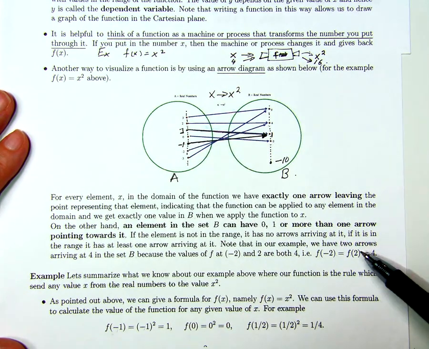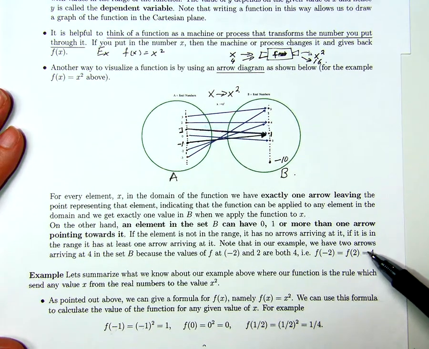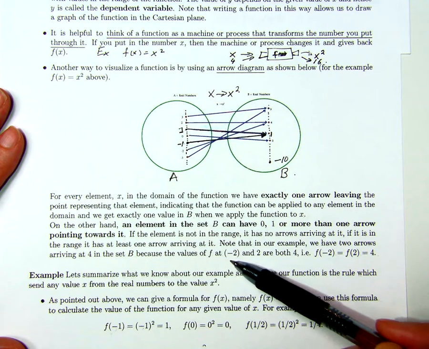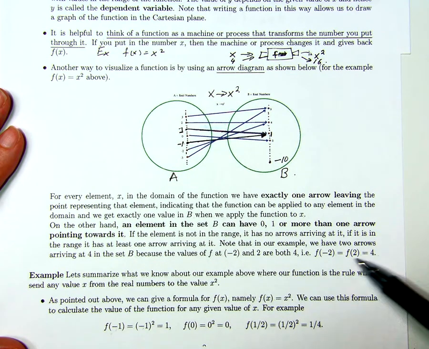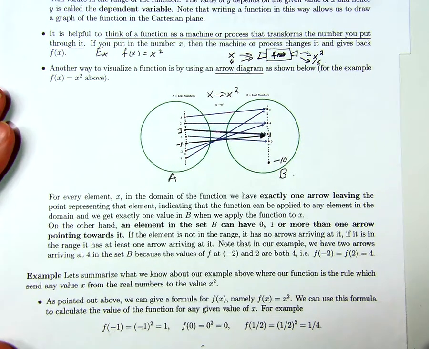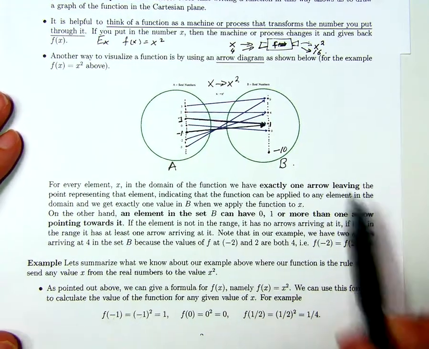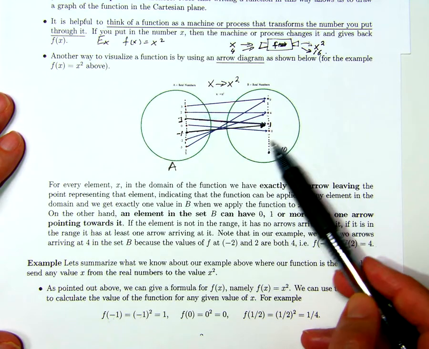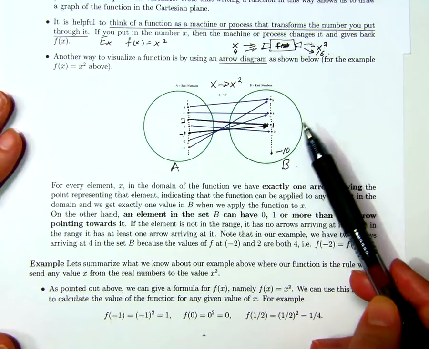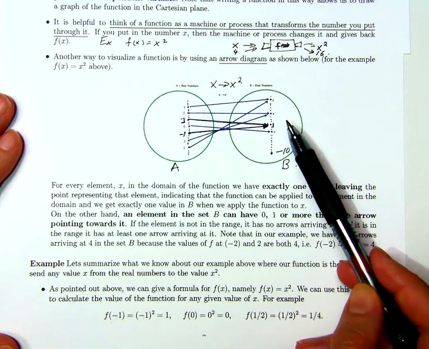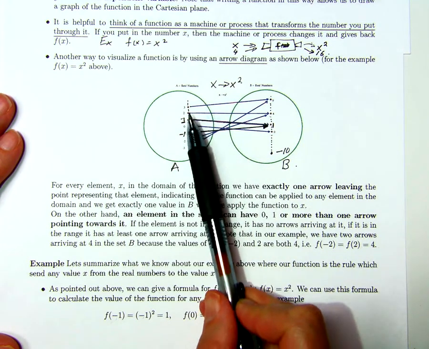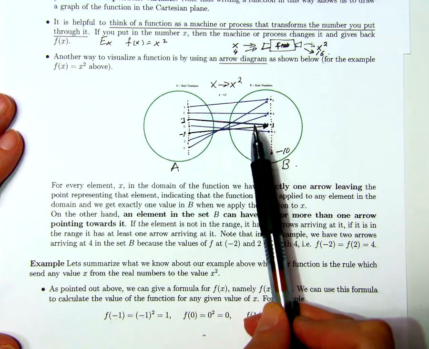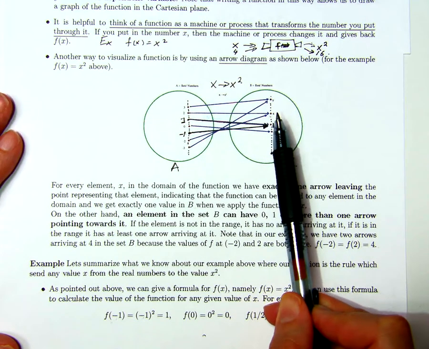And in our example, we have two arrows arriving at 4, because f of -2 is 4, and f of 2 is also 4. So the range is the set of values here on the right with at least one arrow arriving at them. And it's important to remember that you must have exactly one arrow leaving every value in A, but you can have more than one arrow arriving at a value in B.